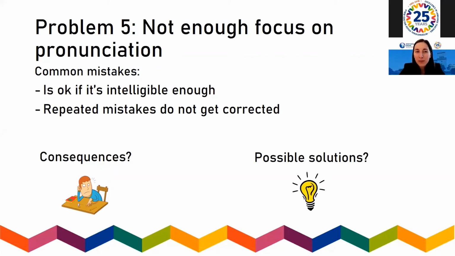And if we're not paying enough attention to pronunciation, what can happen in the long term? What can happen even if the students are intelligible, even if they seem happy with their English? Yeah, exactly, Rachel. They think it's okay.